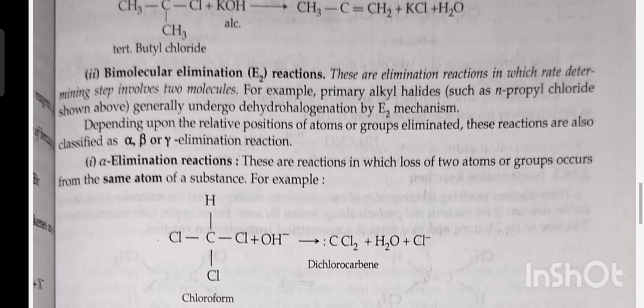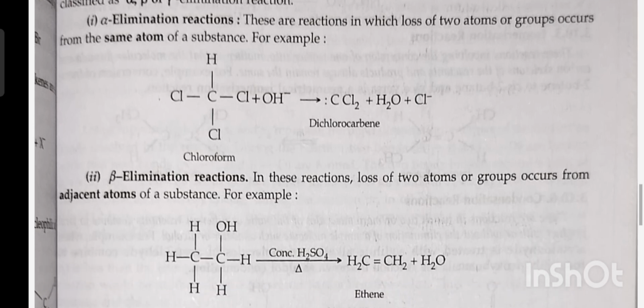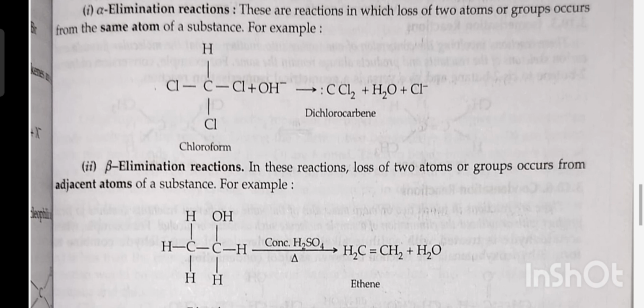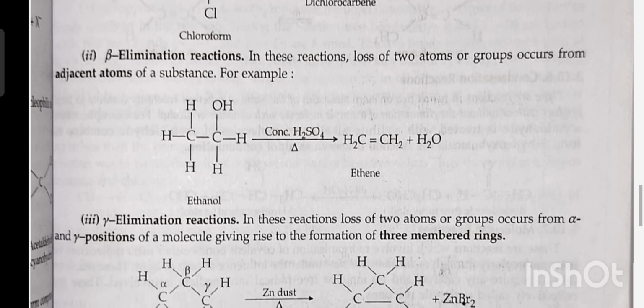Alpha elimination reaction. These are the reactions in which loss of two atoms or groups occurs from the same atom of a substance. Chloroform plus hydroxide ion is converted into dichlorocarbene plus water plus chloride ion. Beta elimination reaction. In this reaction, loss of two atoms or groups occurs from adjacent atoms of a substance. For example, ethanol in the presence of concentrated H2SO4 is converted into ethene.